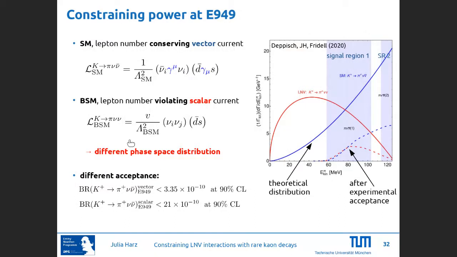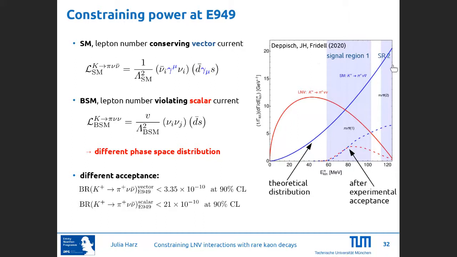Okay, so what do we get out of this now? Let us remind ourselves, we had the scalar current from the lepton-number violating interaction, but we also have, for example, in the standard model, the lepton-number conserving current, which is a vector current. If we integrate, we will realize that it gives us a different phase space distribution. So this here is the kinetic energy of the pion, and this here the distribution. And you see that the lepton-number violating one, in red, peaks for lower energies, and the standard model at higher ones. So this here is only our theoretical distribution based on the phase space.